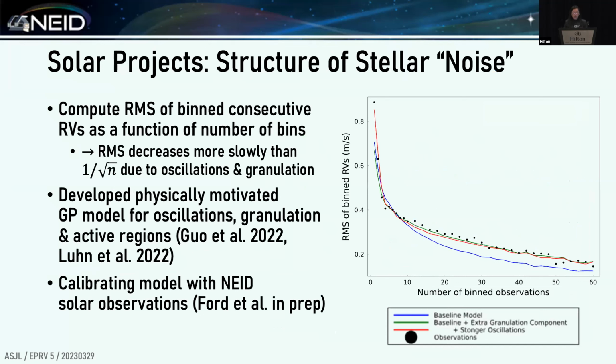Another project that people are working on is looking at the structure of stellar noise. So if we look at the RMS as we bin more observations together, we see that it decreases more slowly than 1/√n, which is the blue line there. And this is due to longer term solar noise like oscillations and granulations. And so Zhao Guo and Jacob Loon worked on developing physically motivated GP models for these types of solar activity. And we're working on calibrating this model using the solar observations.